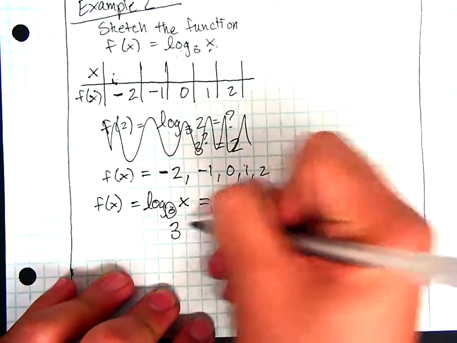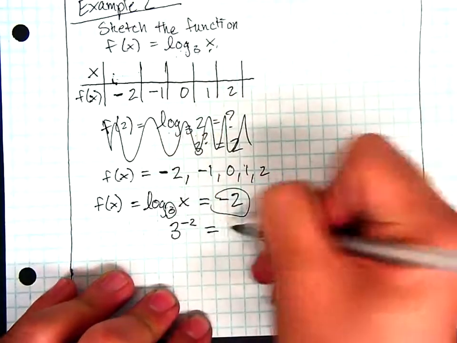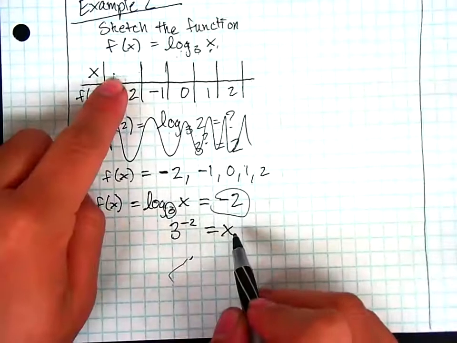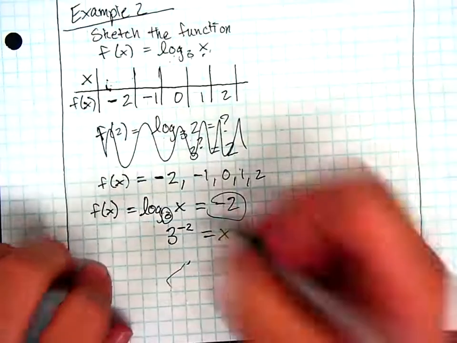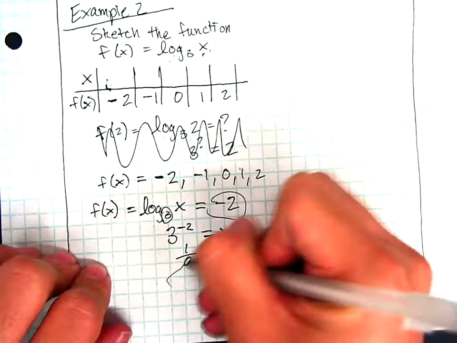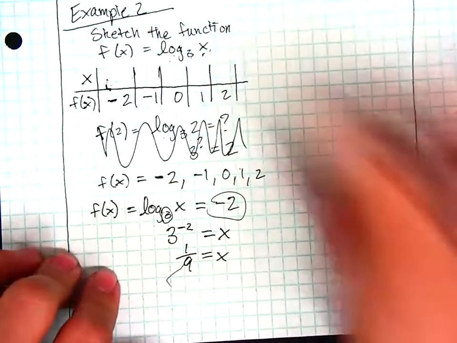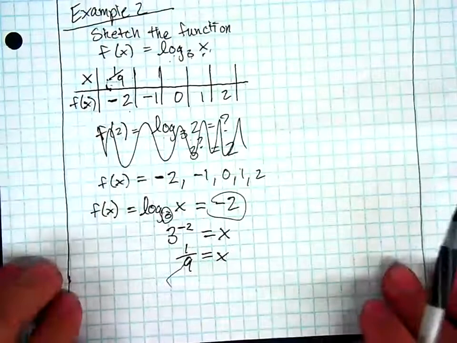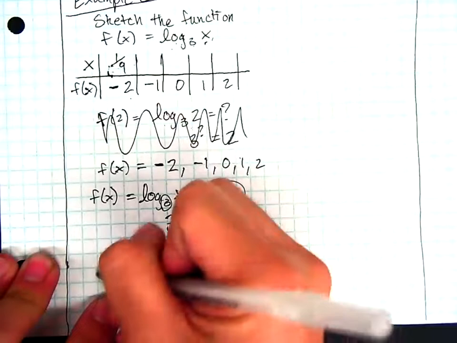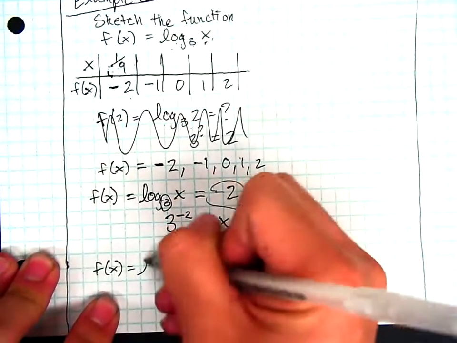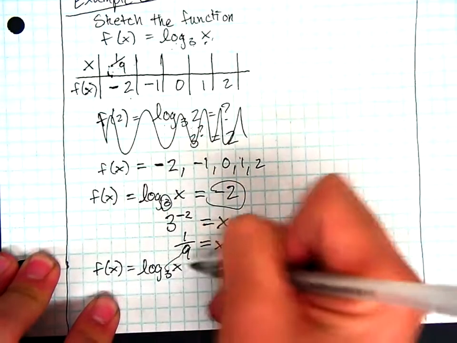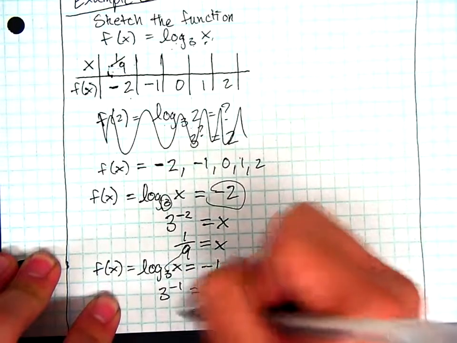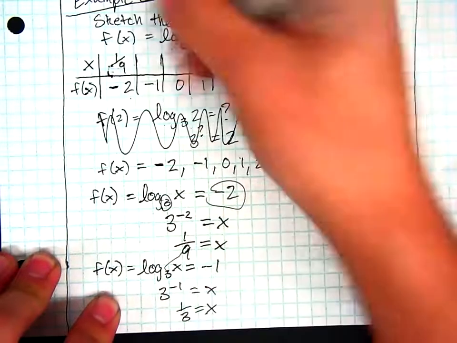So rewriting this into exponential form, I have 3 to the -2 equals x. So the x value that I'm going to get over here will be 3 to the -2, otherwise simplified as 1/9. Okay? So at x equals 1/9, my y value is -2. I'm going to keep doing that for the rest of them, so I have f of x equals log base 3 of x equals -1. So 3 to the -1 is equal to x. X is equal to 1/3.